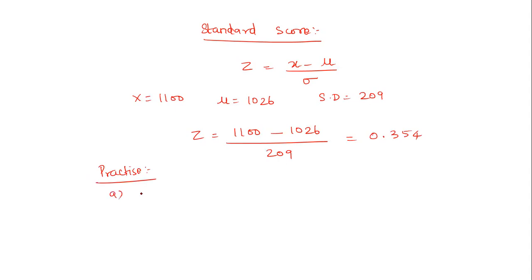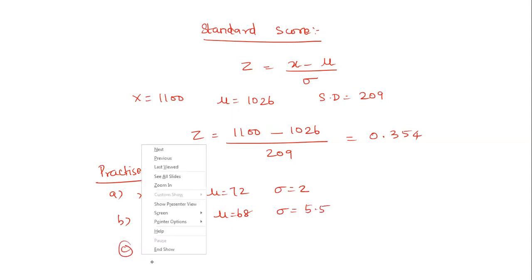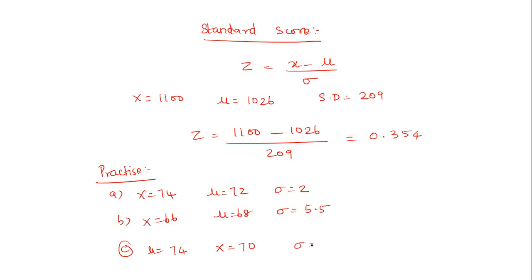Similarly, you can calculate the Z score for the practice questions below. A: X is equal to 74, mu is equal to 72, and sigma is equal to 2. B: X is equal to 66, mu is equal to 68, and sigma is equal to 5.5. Similarly C: mu equal to 74, X equal to 70, and sigma equal to 4.